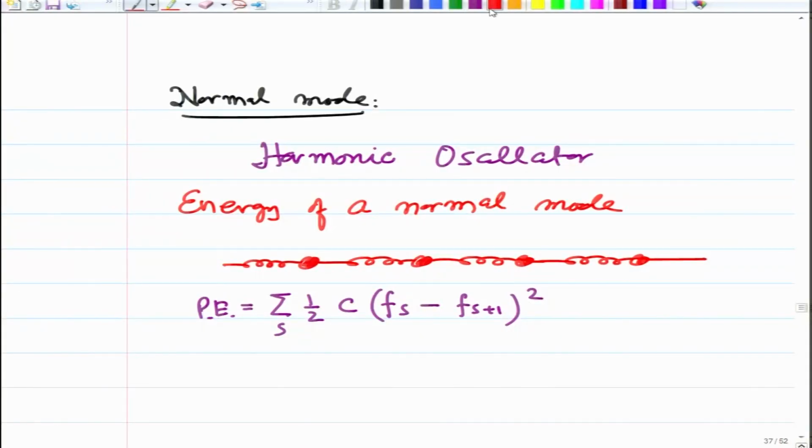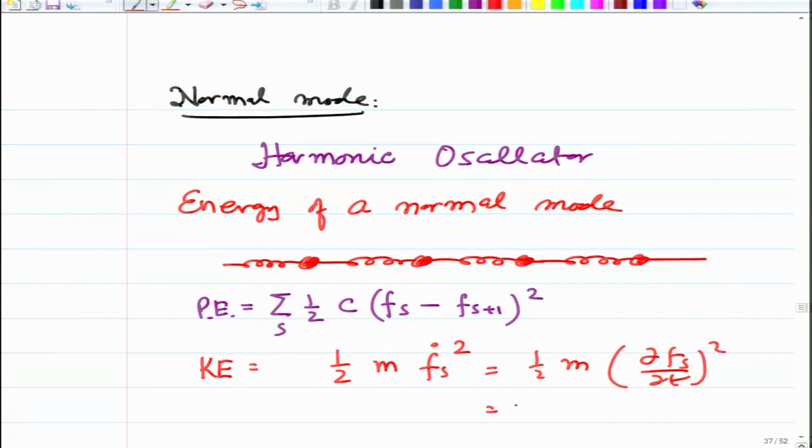How about the kinetic energy? Kinetic energy I know is 1/2 m f_s dot squared, which is 1/2 m (d f_s by d t) squared, and this will be 1/2 m omega squared f_s squared. So, it is exactly like a harmonic oscillator. So, energy is going to be like a harmonic oscillator.